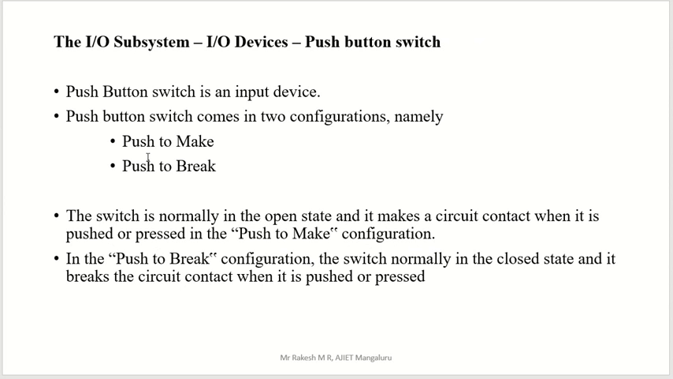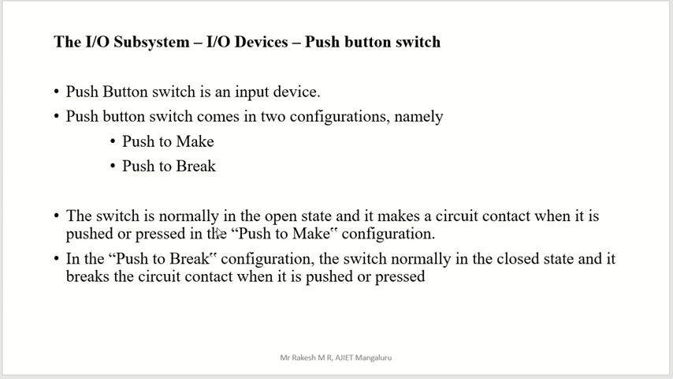Another embedded system input output device. Related to an embedded system, we need input and output. Another input output device is the push button switch. A push button switch is an input device, not output. I will give a real time example for this later. A push button switch comes in two configurations, namely push to make and push to break. We can push to make, and we can push to break, making and breaking.